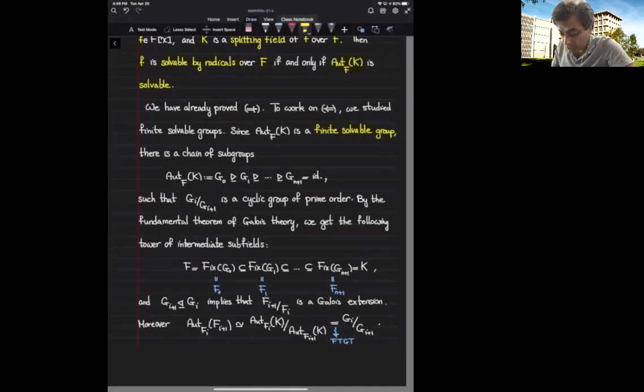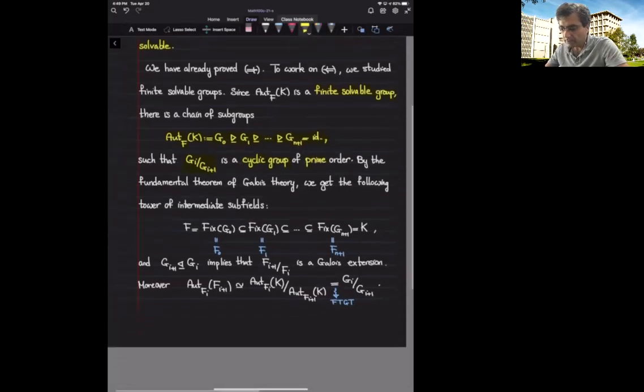So because the group of automorphisms of the field K is a solvable group, if I call this G0, then it has a normal subgroup G1 where G0 over G1 is a cyclic group of prime order, and that one contains another group that's a cyclic group of prime order, and so on till we get to the identity. So again, all of these factor groups, all these quotients, are cyclic groups of prime order.